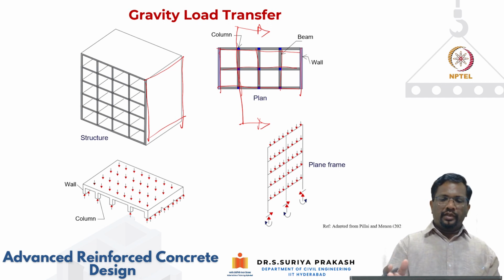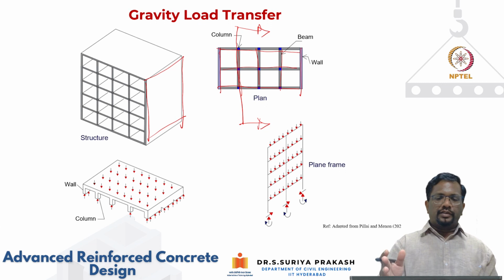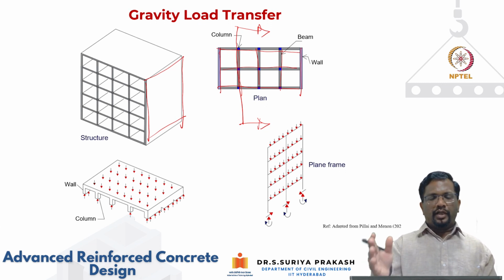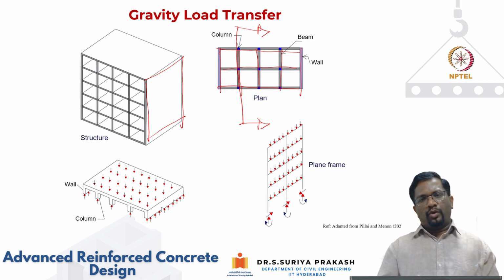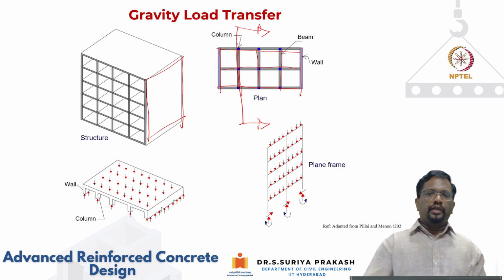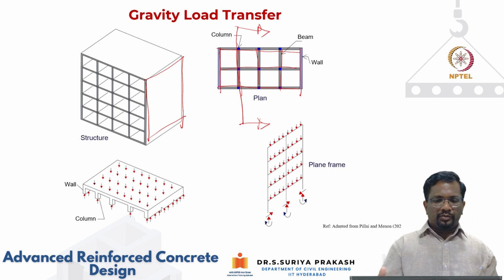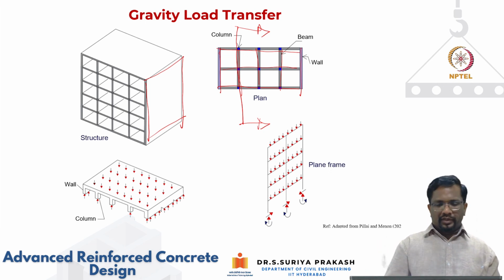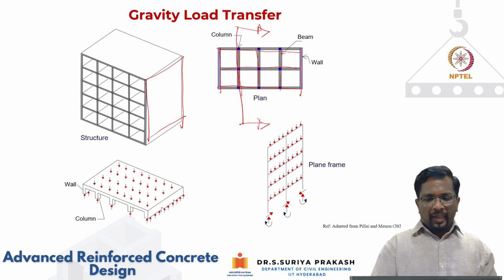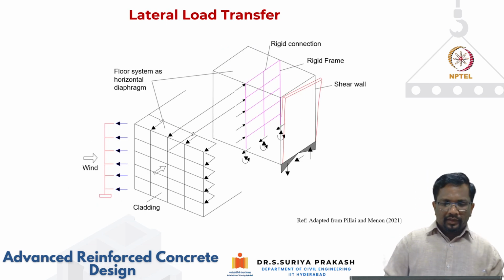You basically discretize the structure as plane frames in two orthogonal directions, and then you design using your conventional matrix method, or your moment distribution method, or simplified methods that you must have learned in your structural analysis course, right? So this is the thing, right?